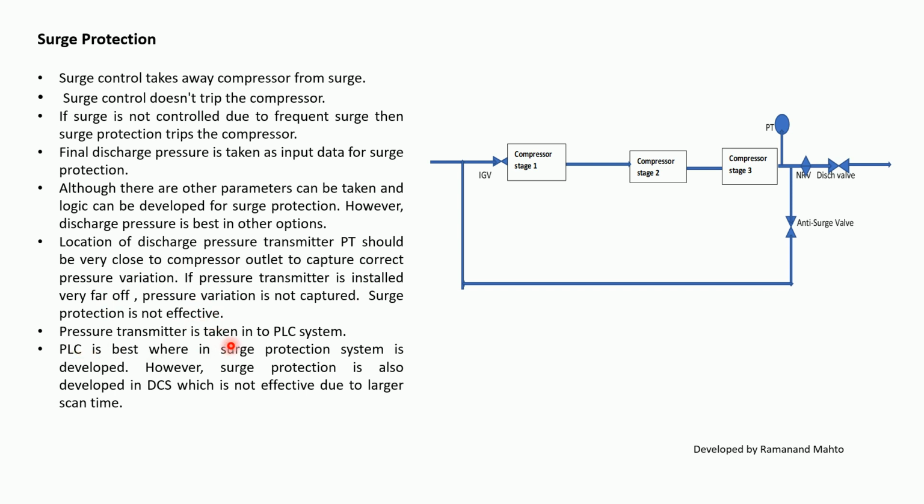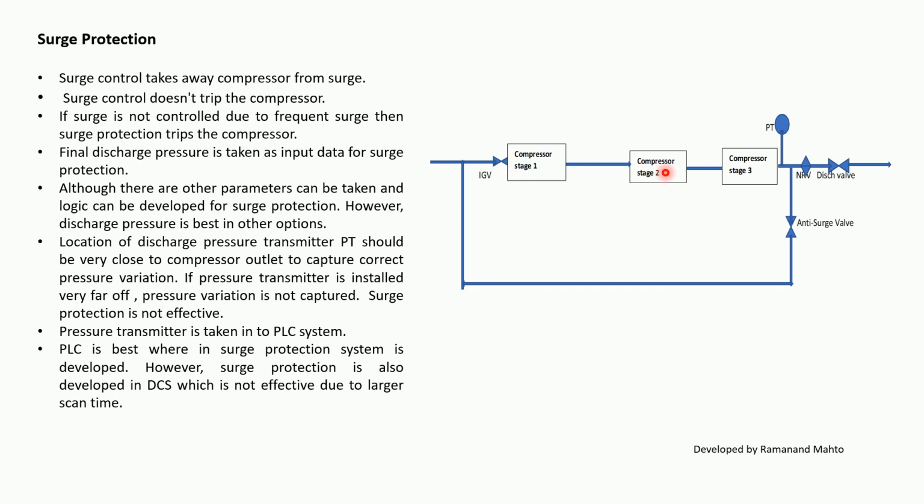The pressure transmitter is taken into the PLC. The PLC is the best place where a surge protection system is developed. However, surge protection is also developed in DCS, which is not so effective due to larger scan time.